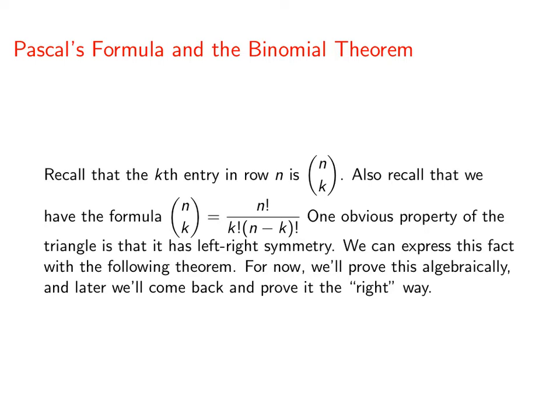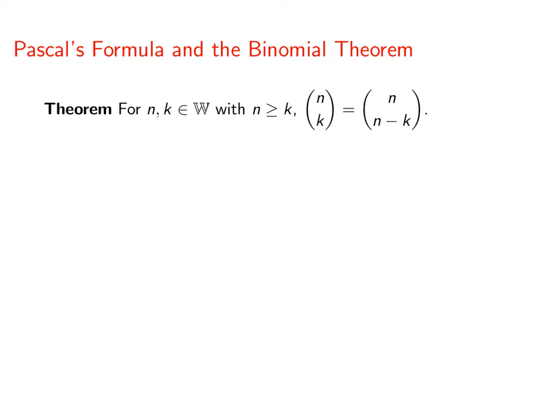It'll be sort of complicated looking, but it also will not be very illuminating. When we come back and do this the right way, it's going to be a little harder to understand, but it will be much more illuminating than the algebraic proof we're about to do. All right, so the theorem is that for n and k, whole numbers with n bigger than or equal to k, n choose k is equal to n choose n minus k. So that's the left-right symmetry that we're talking about.